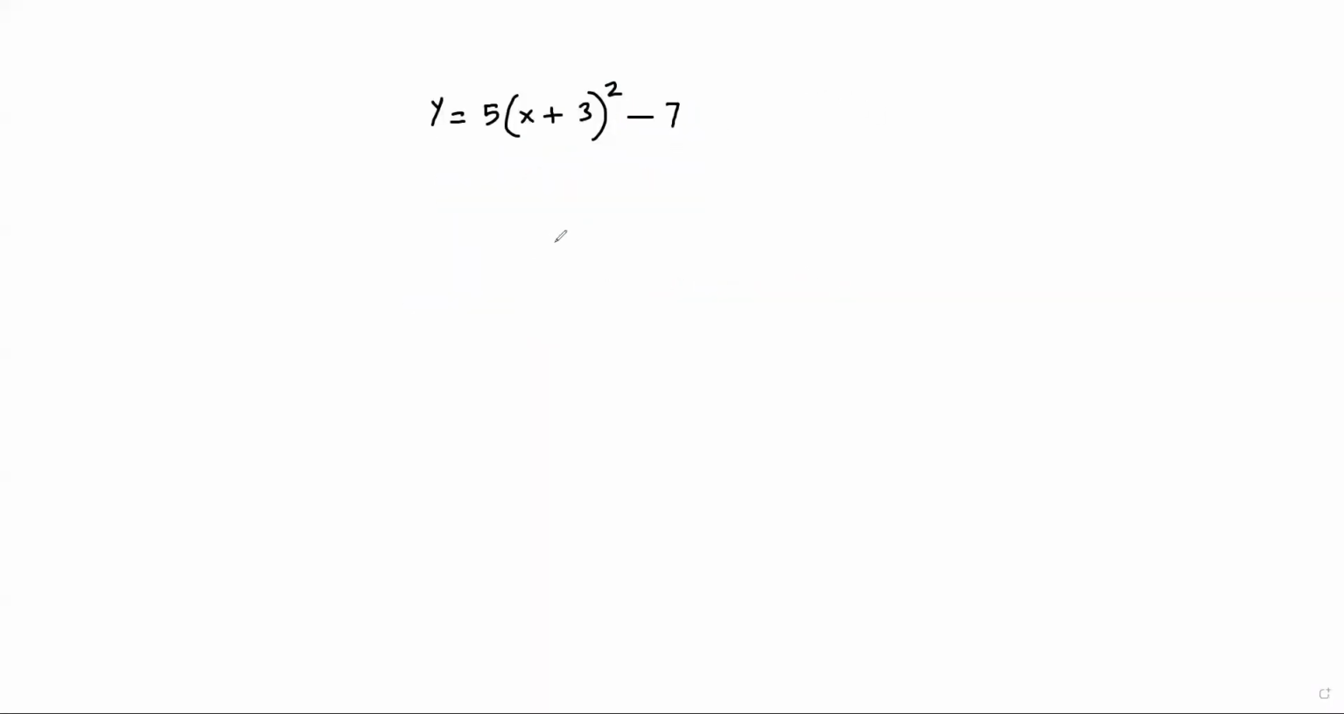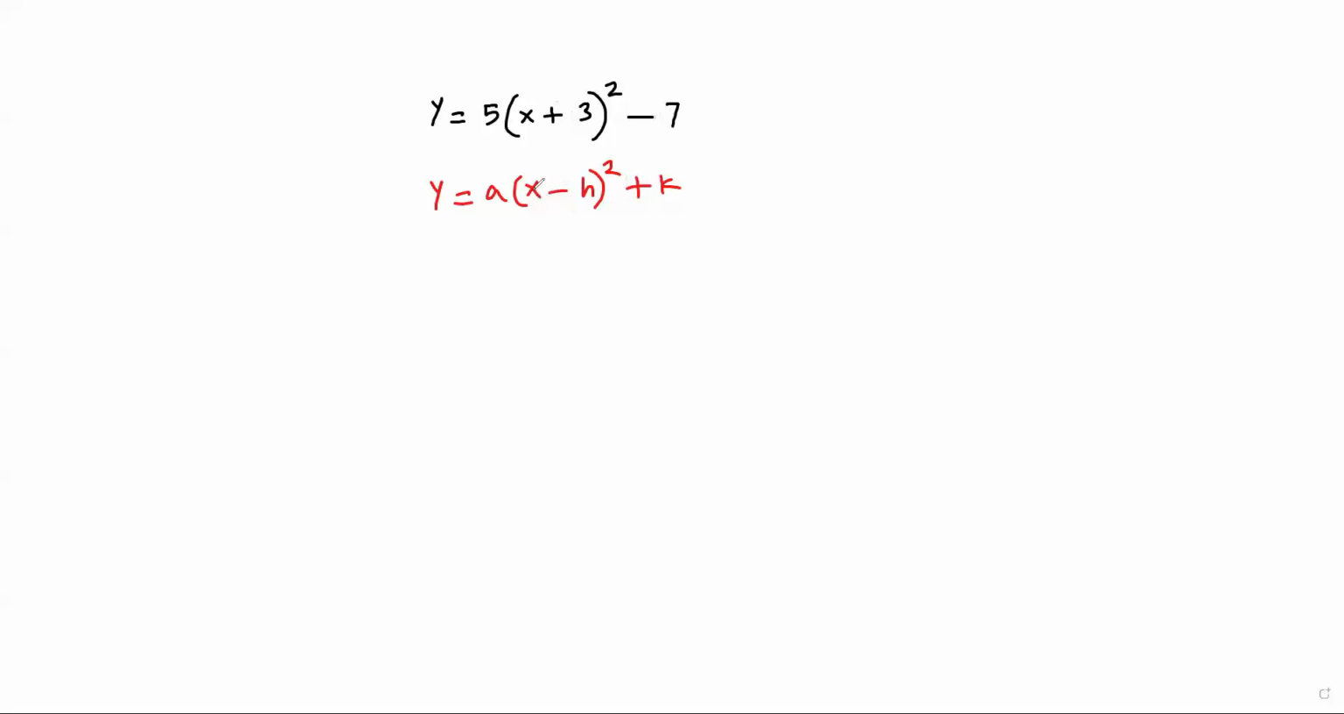Let's look at another example. Here we have a quadratic function, y = 5(x + 3)² - 7. This is almost in vertex form. Let's compare the given quadratic function with y = a(x - h)² + k. When I compare, here I have negative, here I have positive, here I have positive, here I have negative.